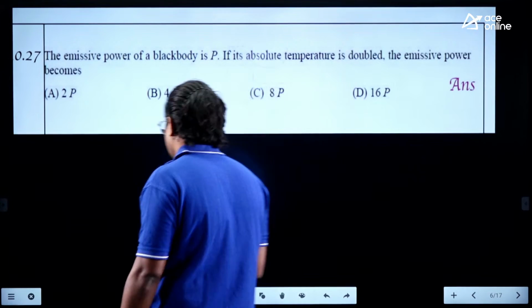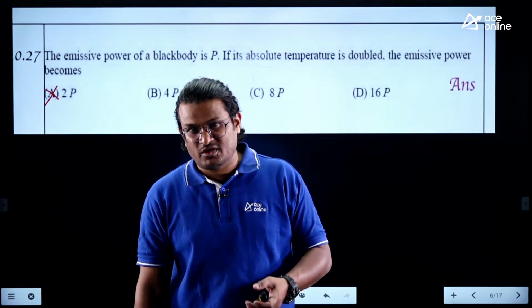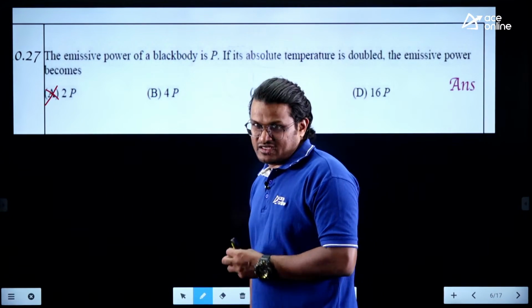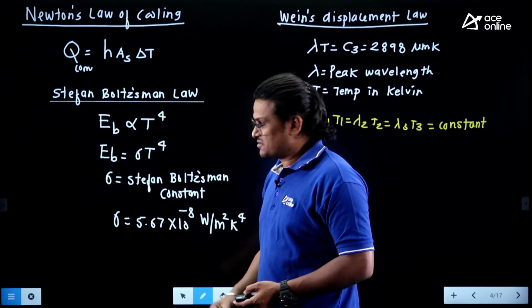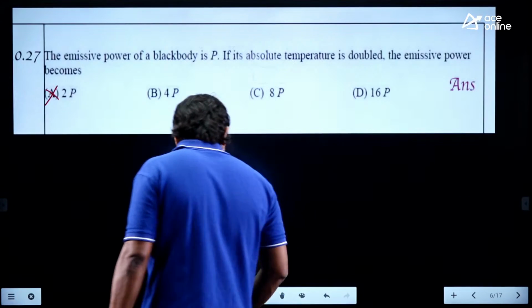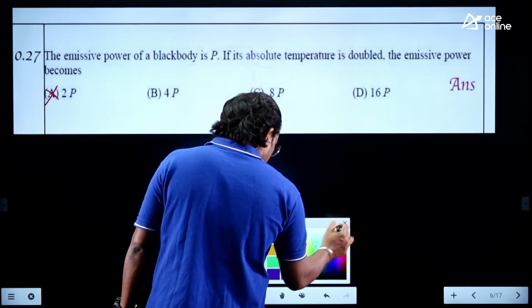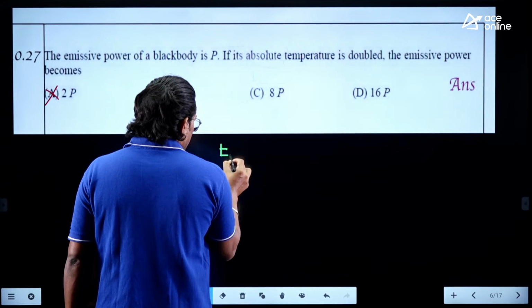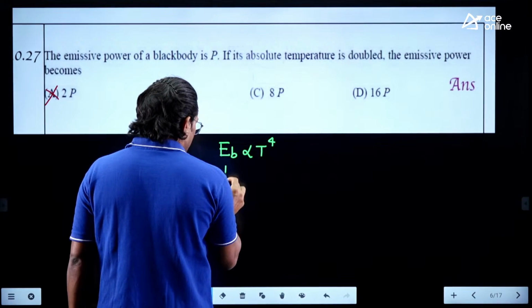So, he wants to trap you, like if I increase the temperature, emissive power also gets doubled. No. So, it is not linear in radiation. You can check, this is T raised to power 4. So, in this case, the expression is different. So, this is EB directly proportional to T raised to power 4.